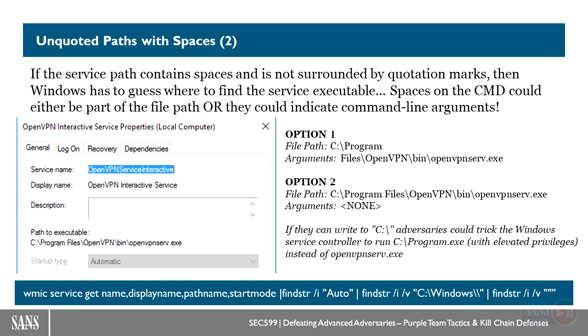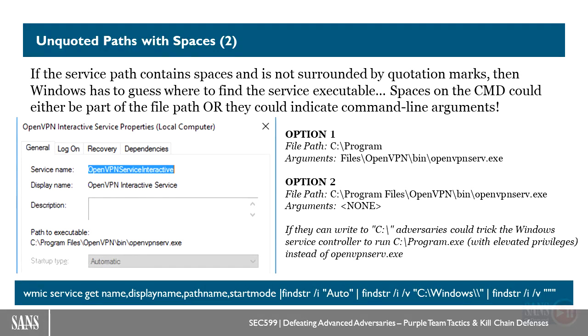Well, two options, because based on that, there could be two things that you mean. Option one, which is indeed the first thing it tries: the file path is C:\Program, and Files\OpenVPN\bin\openvpn-server.exe is nothing more than an argument, right? Because there's a space, and that thing follows. Option two, and that's actually what the service means, is C:\Program Files\OpenVPN\bin\openvpn-server.exe, and there are no arguments.